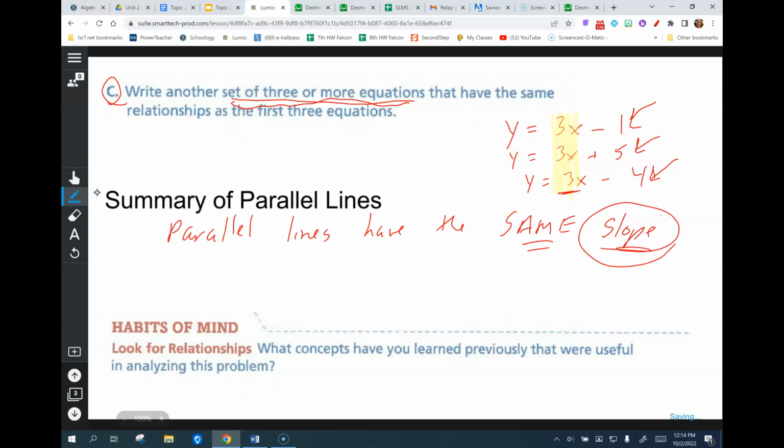Okay? What concepts have you learned previously that were useful in analyzing this? Well, we had to be able to identify the slope. We had to know what parallel lines meant. What do parallel lines mean? Okay, so we had to use that. And we had to know about graphing. So we used some of those same concepts.